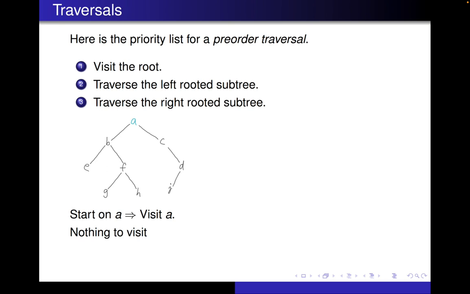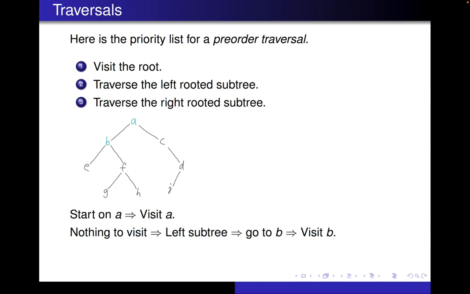So now we're on A still, but there's nothing left to visit because we've already visited A. Our second priority is to traverse the left-rooted subtree, so we're going to move left to the subtree B. We go to B, that's our root. Our first priority is to visit the root, which we're going to do. We're going to visit B.